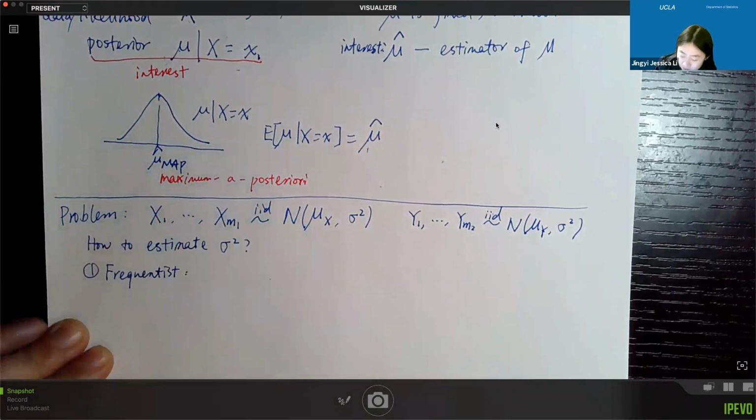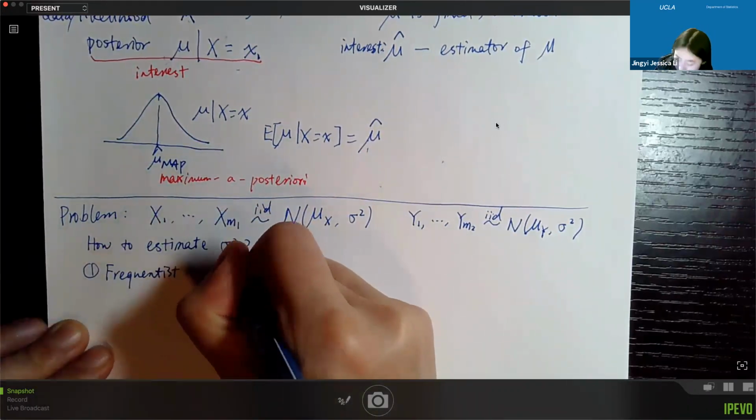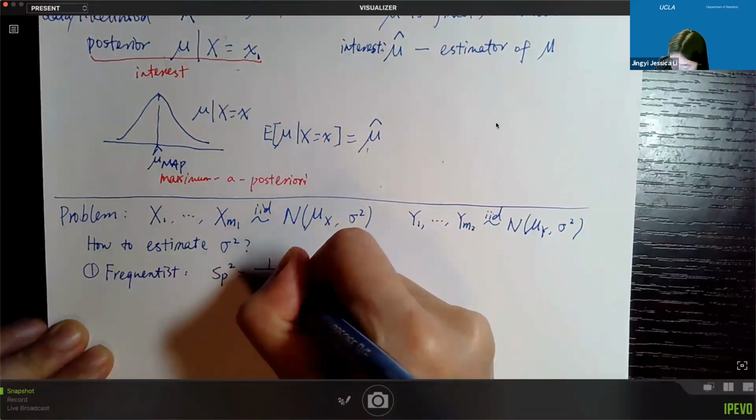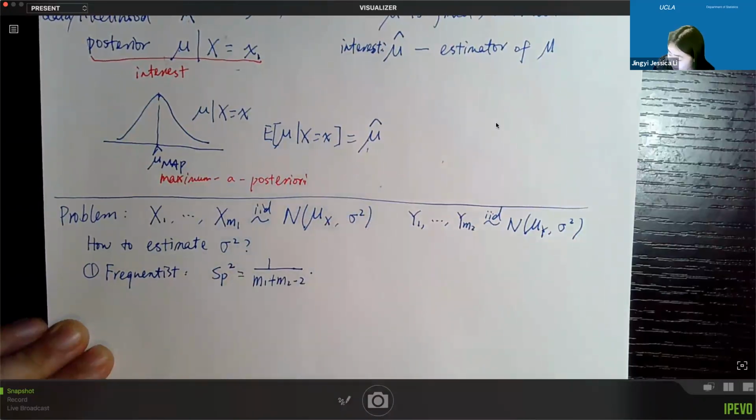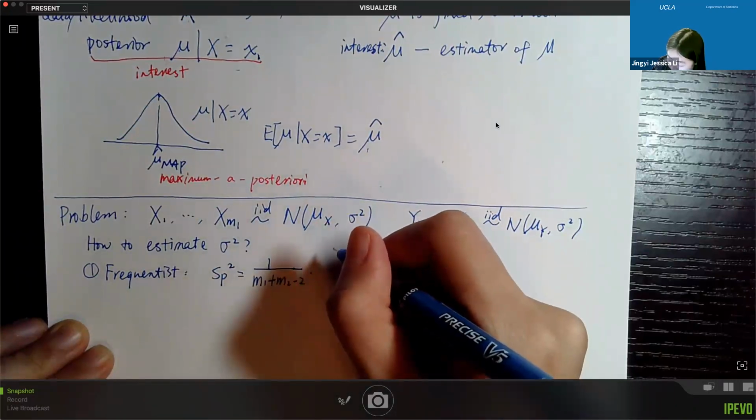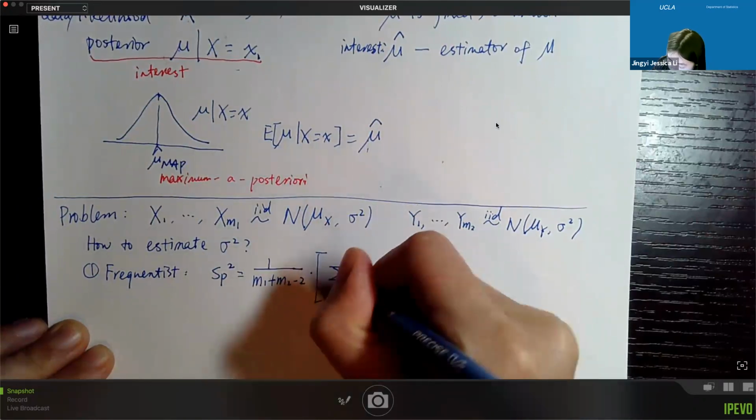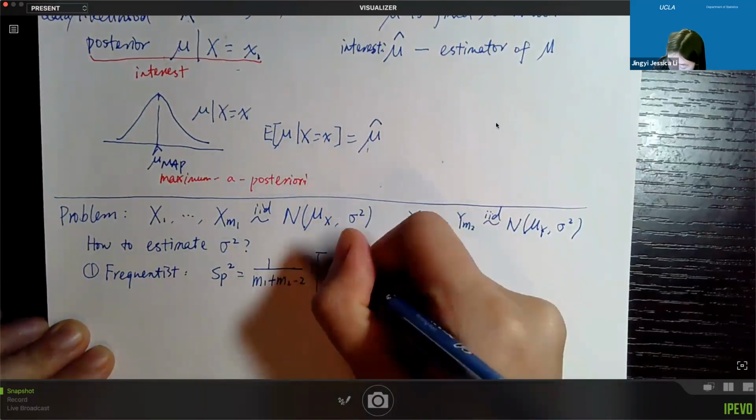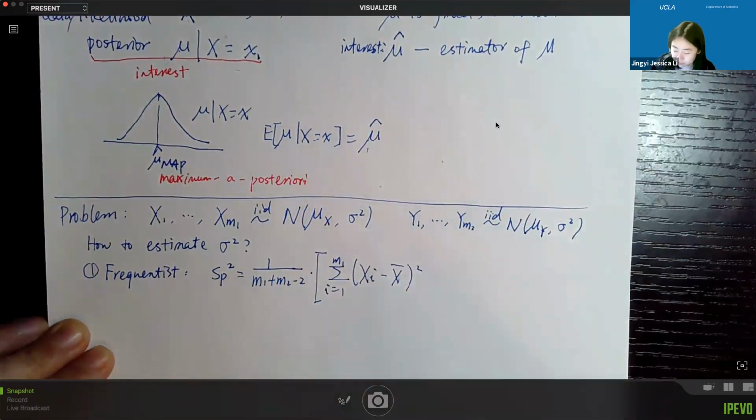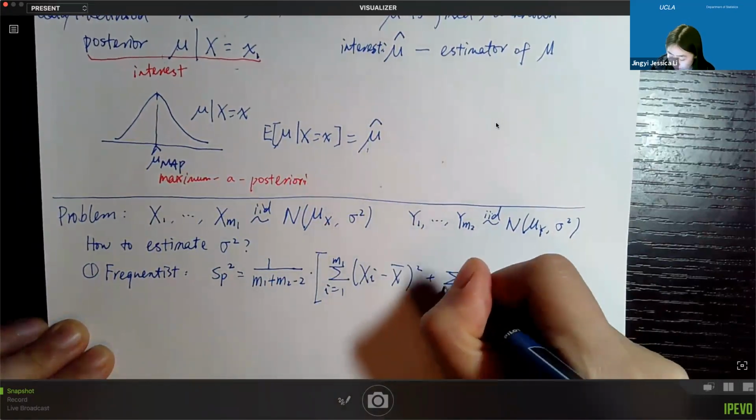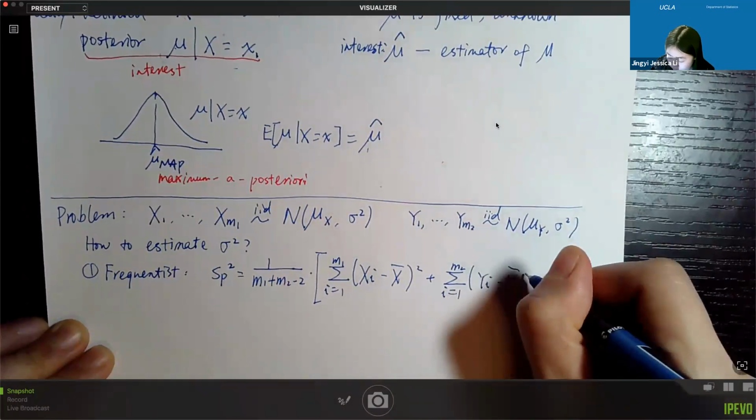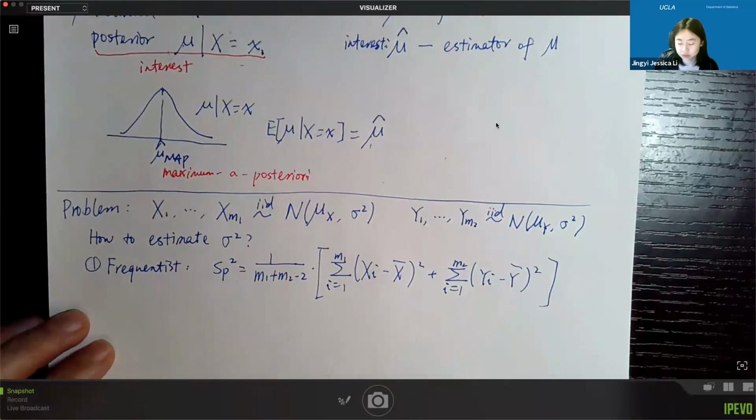Okay, so the frequentist approach is what we have seen. That is, we use the SP square as we defined. I'm just going to write it again. 1 over M1 plus M2 minus 2 times, I'll put them together, summation, i from 1 to M1, xi minus x bar squared. That's from my first sample. From my second sample, i from 1 to M2, yi minus y bar squared. Okay, I pool them together into this estimate.